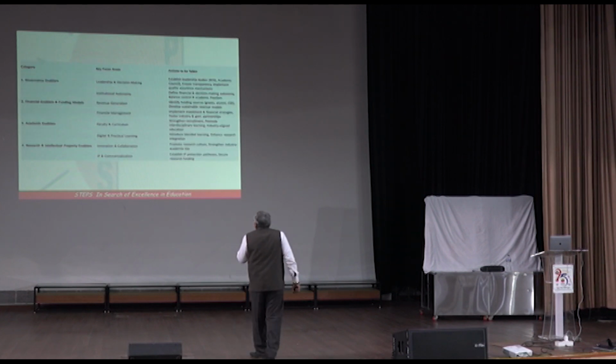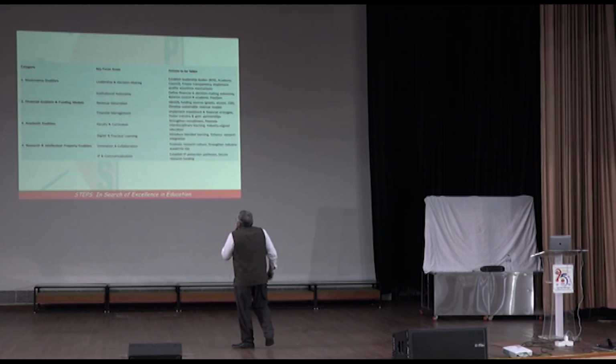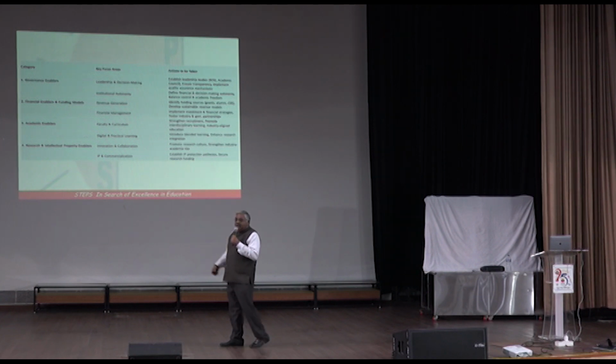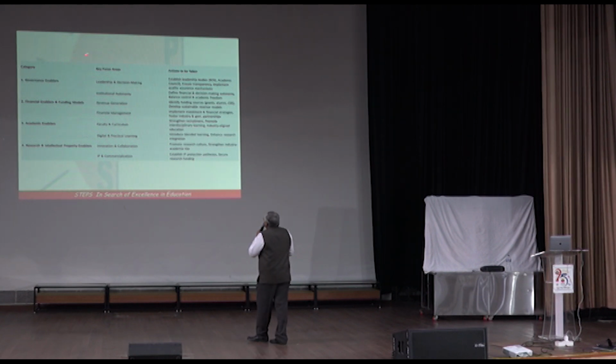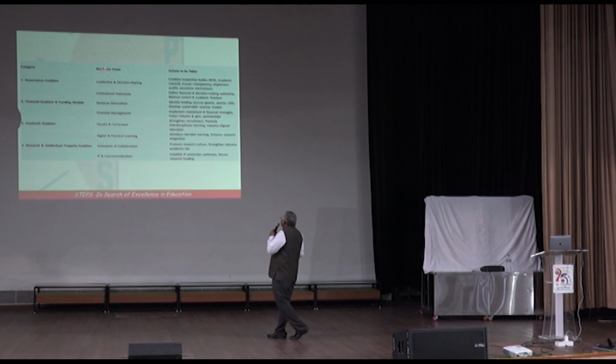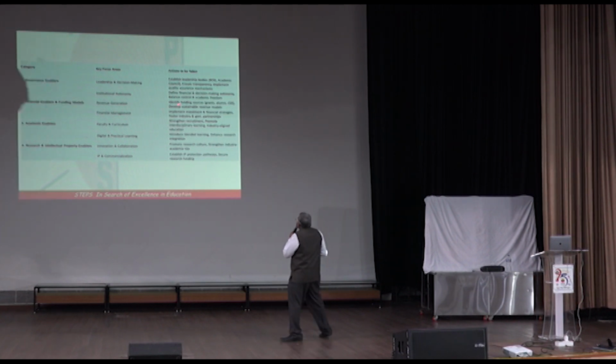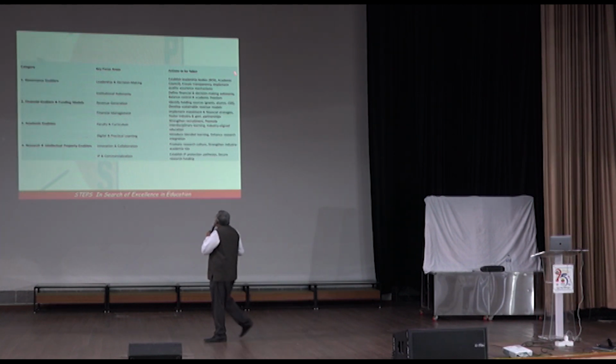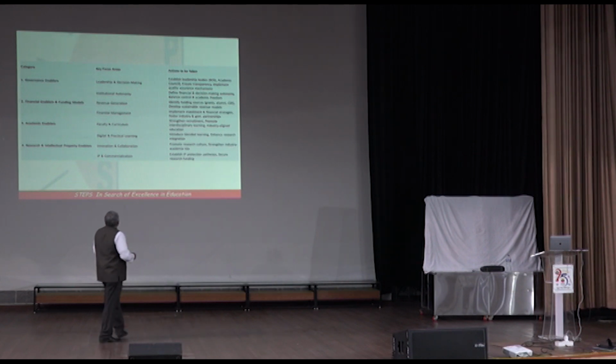Now I go further into depth. The governance enabler talks of leadership and decision making, which talks of established leadership bodies, BOG, Academic Council and others. Institutional autonomy, which talks of financial and decision-making autonomy, balance, control, and academic freedoms. These are part of IDPs.